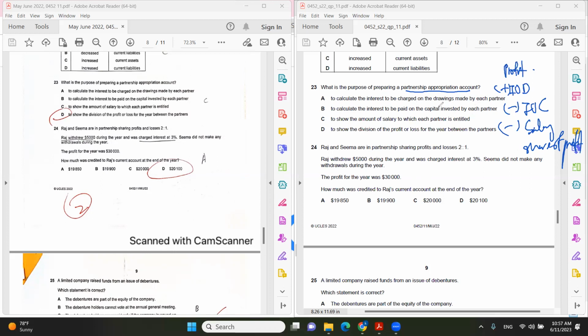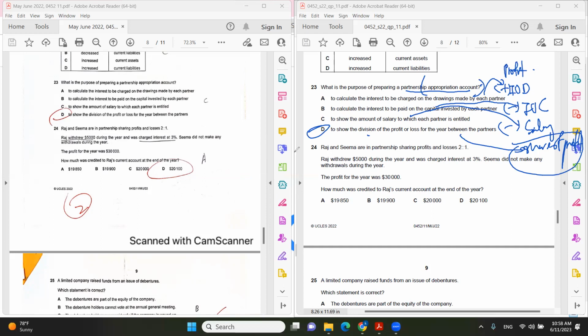This is the part they are talking about. Next is to calculate the interest to be paid on the capital invested. This is the one they're talking about. To show the amount of salary which each partner is entitled to, that is what they're talking about. To show the division of the profit or loss for the year between the partners, this one is talking about the share of the profit. So the main purpose of the appropriation account is to calculate the share of the profit. So D is more appropriate.